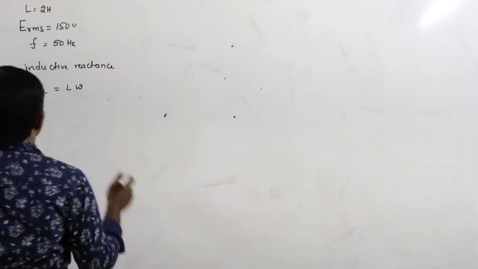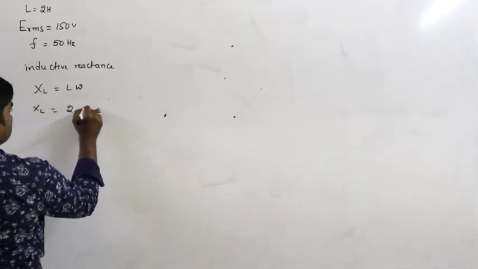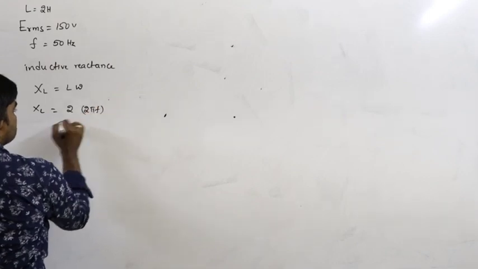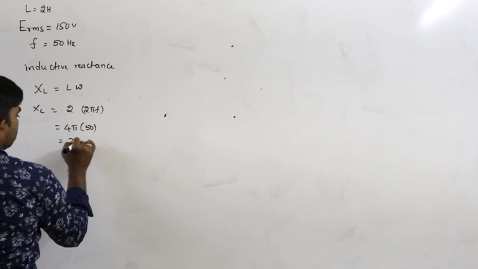So now XL is equals to L, which is given, times omega, which is 2 pi f. So that is 2 into 2 pi into f, f is 50. So 200 pi.